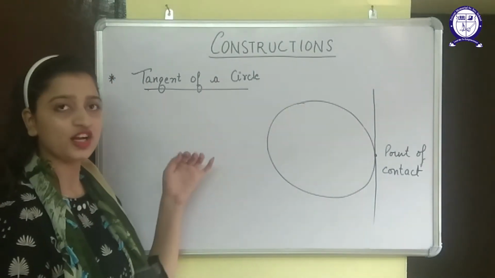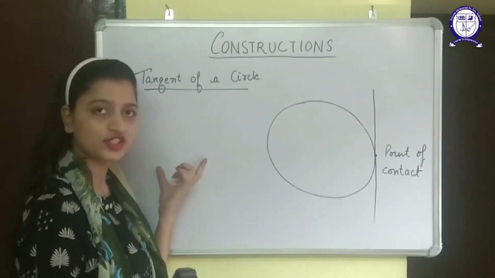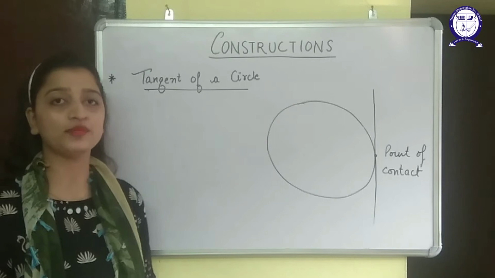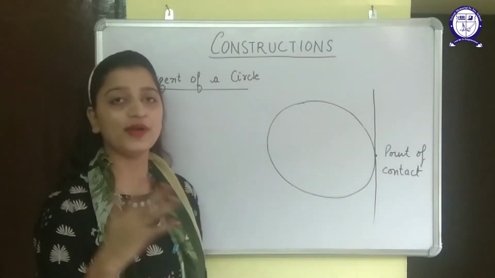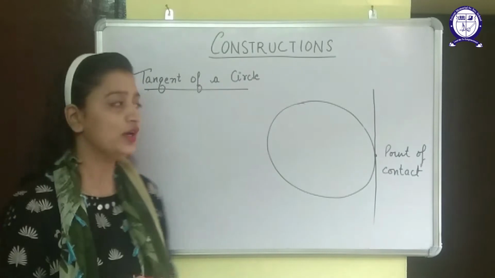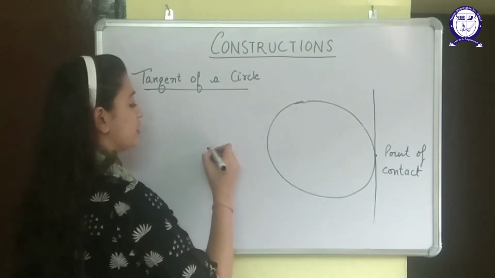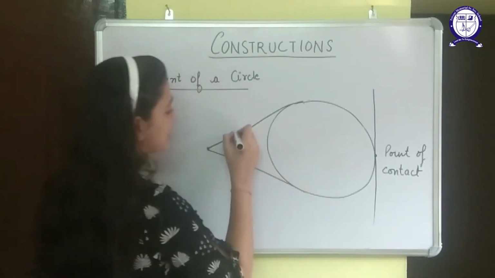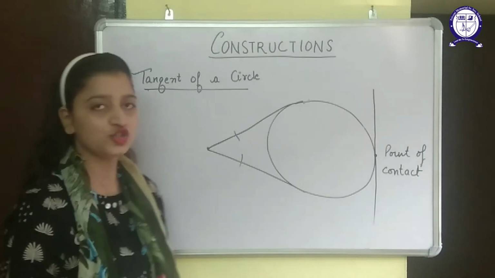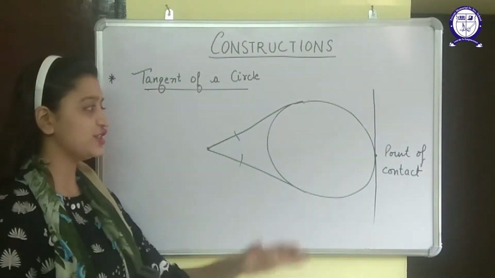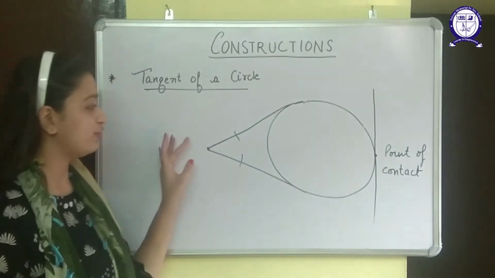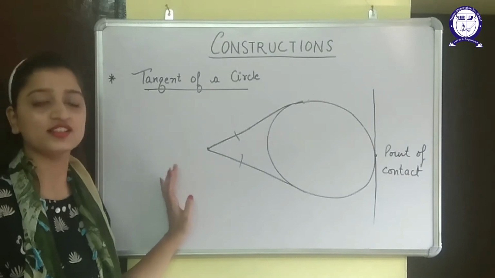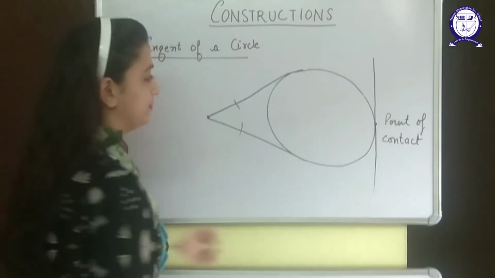Now in this chapter, construction, we are drawing the tangent of a circle, and we are not drawing a single tangent. We are going to draw tangents from an external point. That is based on theorem 10.2, that is, if from an external point I draw two tangents to this circle, the tangents will be equal to each other. So in this chapter, we are going to draw the tangents to the given circle from external points. Now let's take examples to understand the construction of a tangent of a circle.